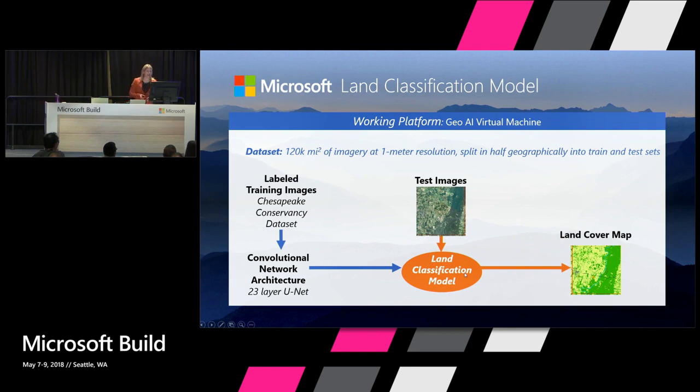All right, so here's what we did. We used the GeoAI Data Science Virtual Machine. I'll talk a little bit more about that at the end, but it's one of our great data science virtual machines. And so taking these labeled training images from the Chesapeake Conservancy, we created a neural net architecture based on the UNet model. It was 23 layers. And then given those test images, we created a land cover map of the Chesapeake Conservancy.